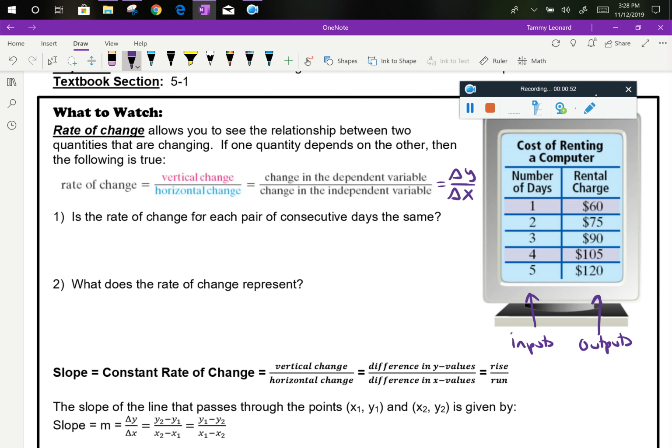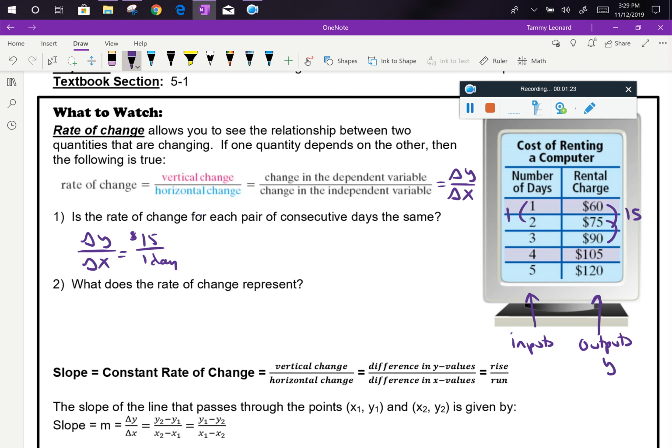We know that it's change in y divided by change in x. So if I look at the change in the outputs, the y's, from 60 to 75, we see that going up by $15. And that's in a change of 1 day. So if we look at the change in y over the change in x, in this case, that would be $15 per 1 day. And then we need to look down the chart and see if this remains consistent.